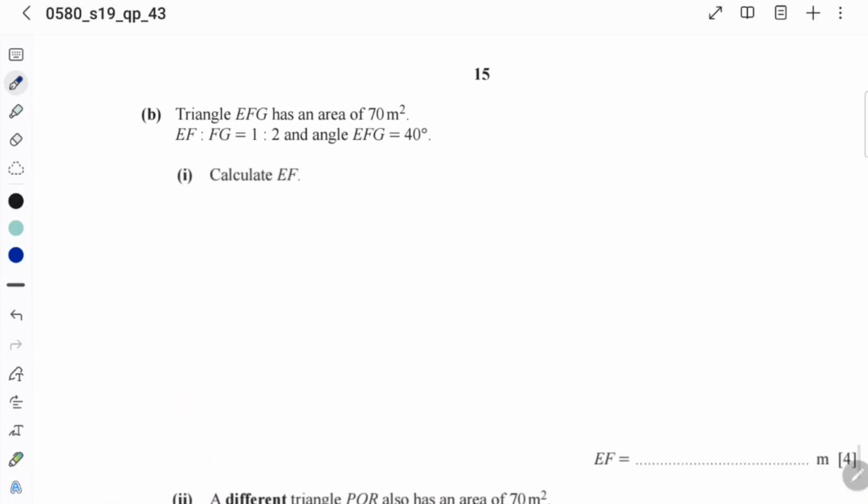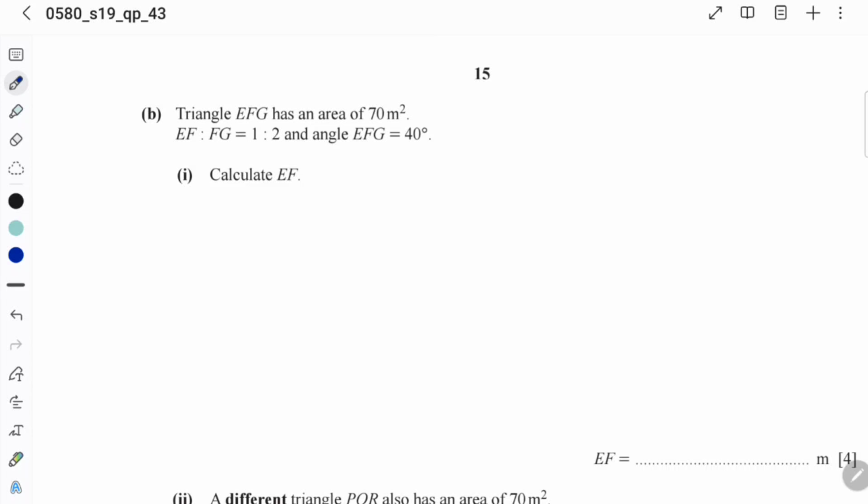Alright, the next part B, we have finished part A. It is not a part of the above one, so it's a separate question. Triangle EFG has an area of 70 meters square. EF to FG is 1:2, and angle EFG is 42 degrees.